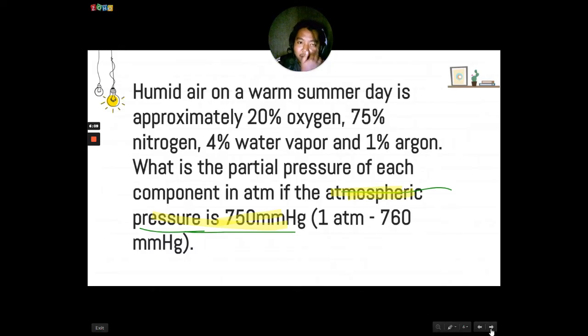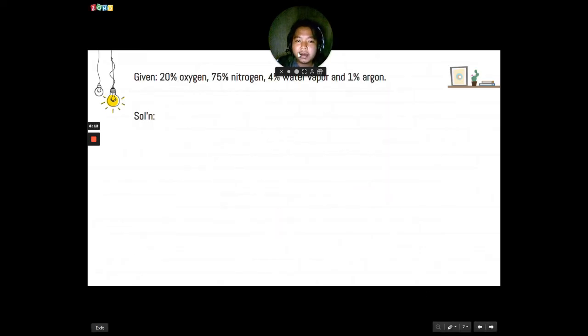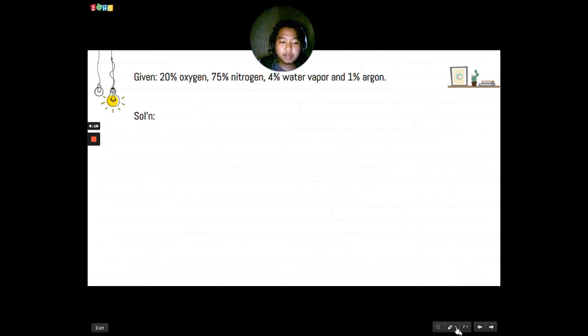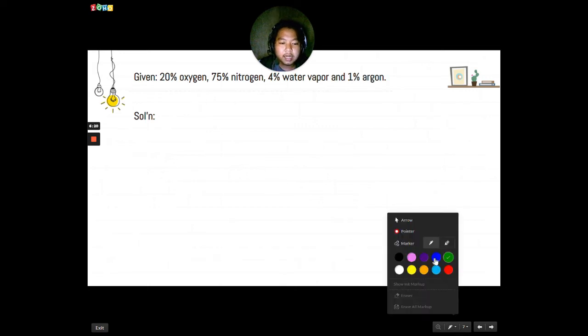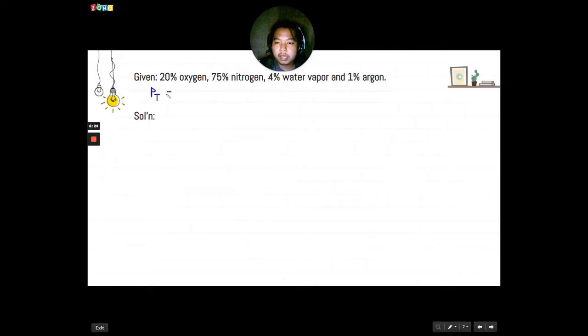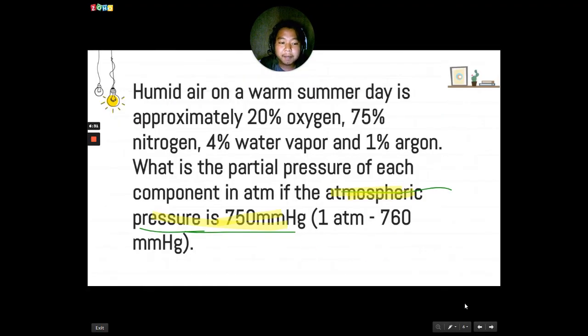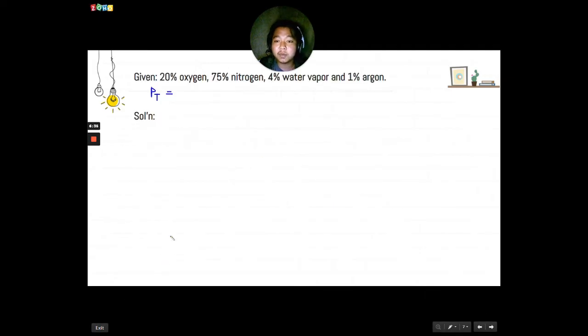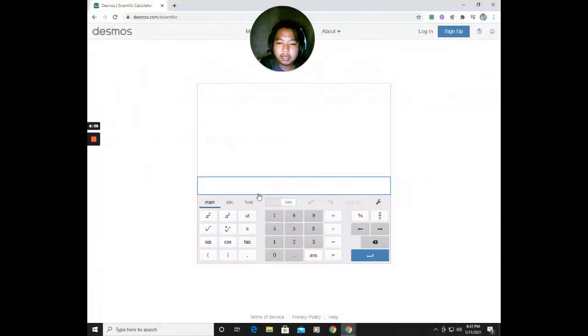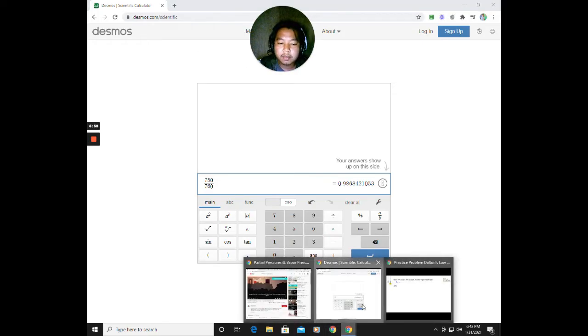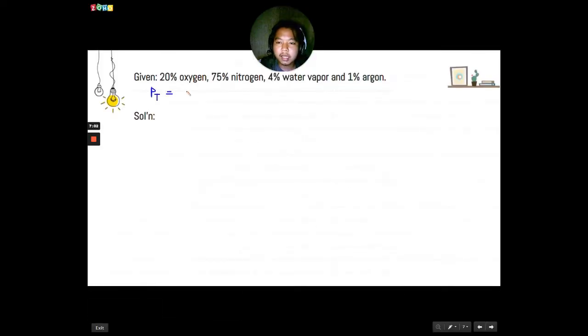Great! If you found a way to solve it, that's very wonderful. Now, let's try to solve it. We have the given, the percentages, and of course, I forgot to include the total, PT. The PT is 750 mmHg. If I want to convert it to atm para mas madali, since it's our standard unit of measurement, as we discussed last Gen Chem 1, I'll be using a calculator. So, 750 divided by 760, that would give me 0.986, or 0.987 to be more accurate. I'll use 3 significant figures so that it will not affect my result.